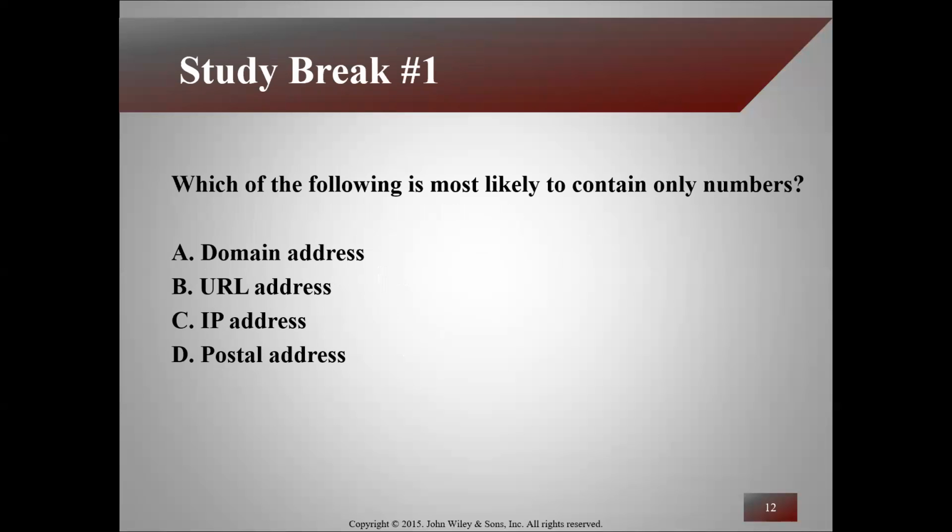Okay, here's study break one. Which of the following is most likely to contain only numbers? A, domain address. B, URL address. C, IP address. D, postal address. Which of the following is most likely to contain only numbers? Is it A, B, C, or D? And the answer is C, IP address.